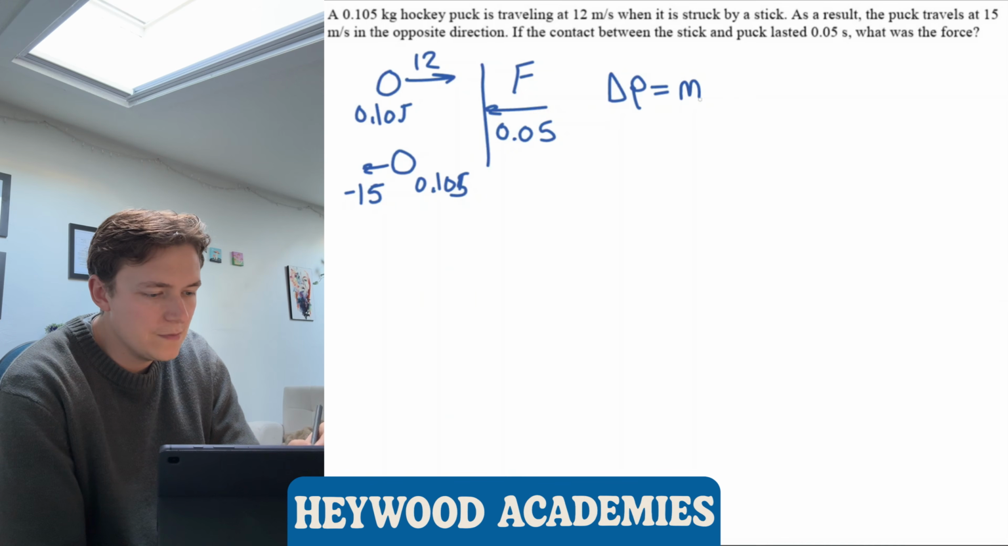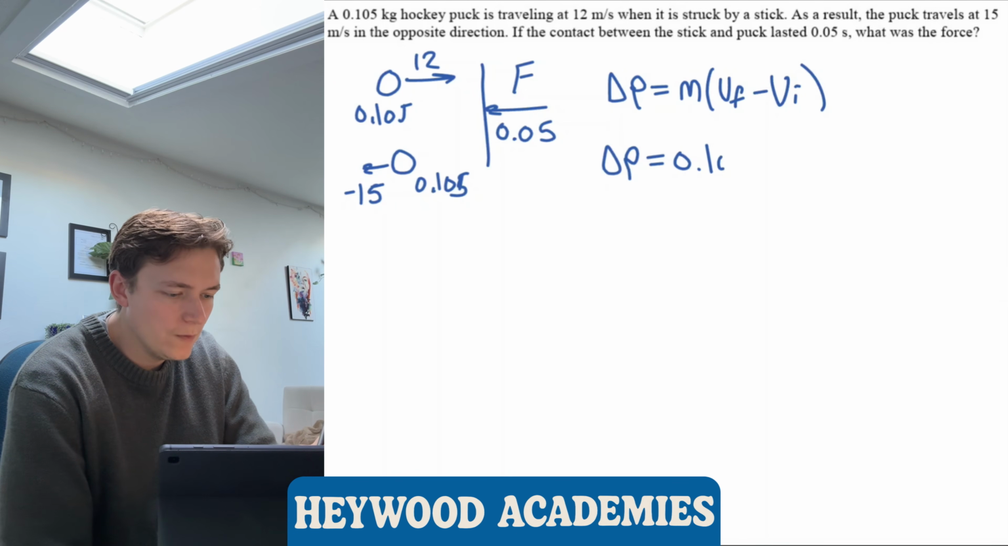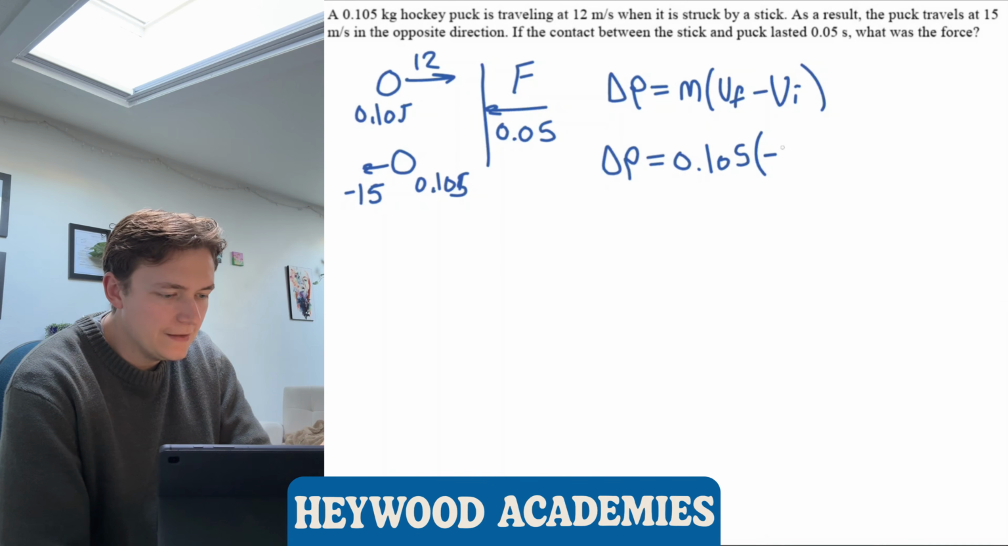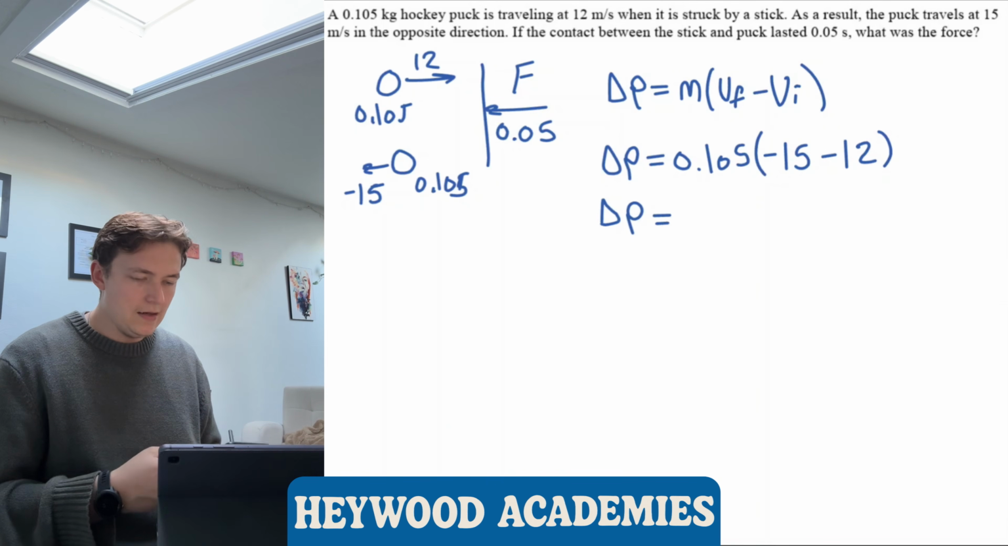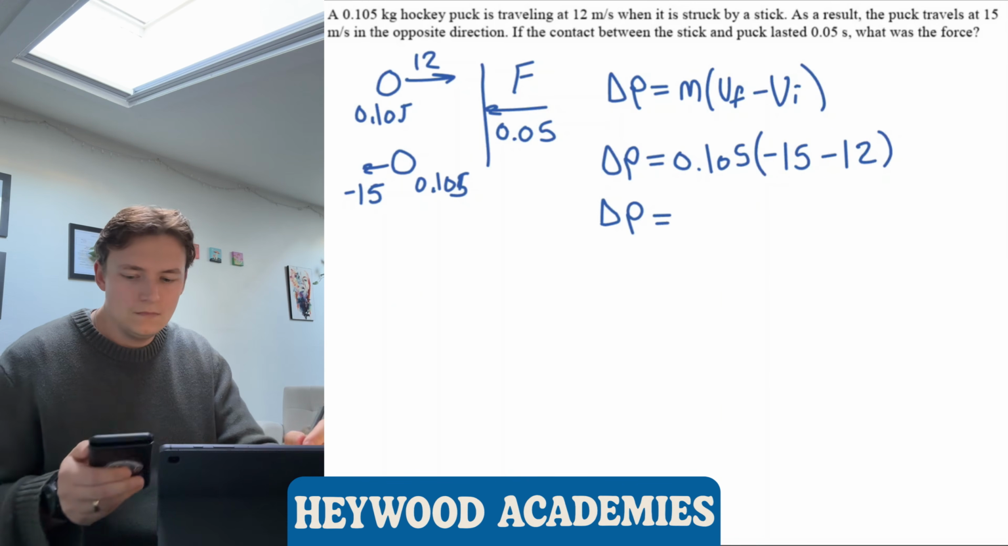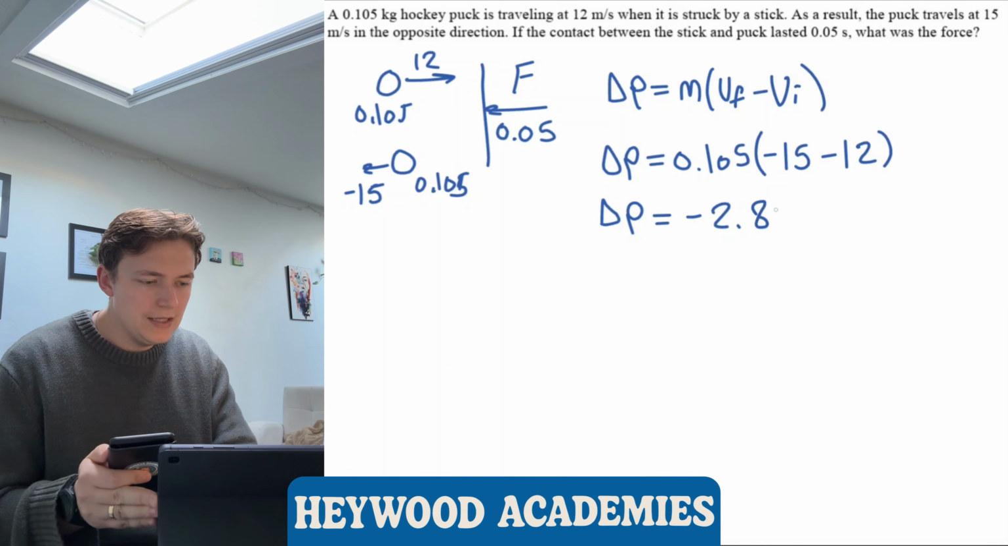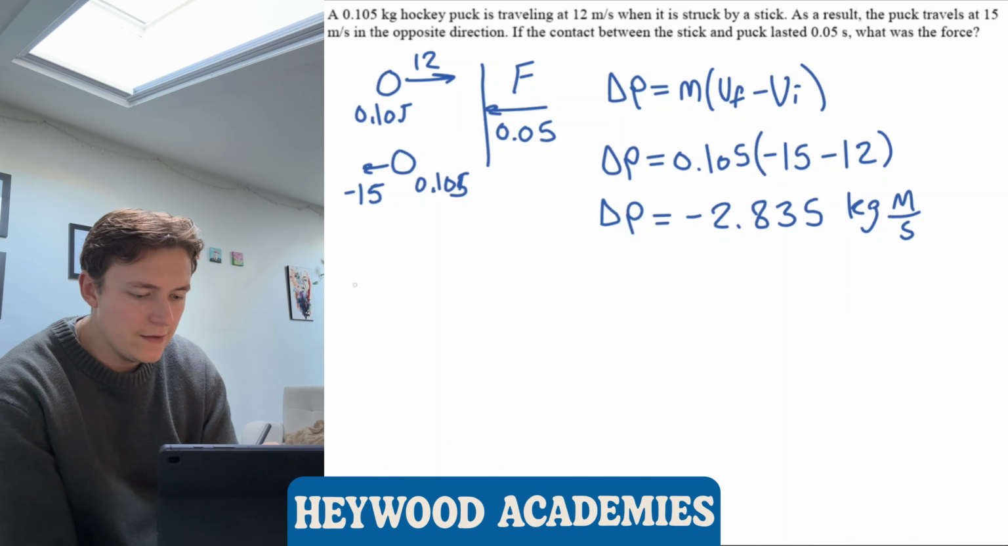Change in momentum is mass times v final minus v initial. Mass was 0.105 kilograms. V final -15. V initial +12. Plug that in and get a number. So we get -2.835 kilograms meters per second. Now we can go to the other version of this equation and solve for that force.